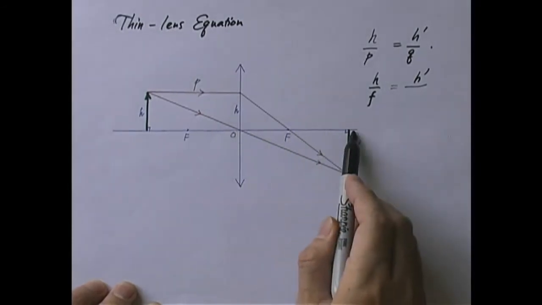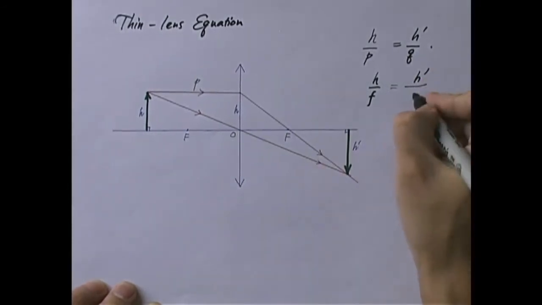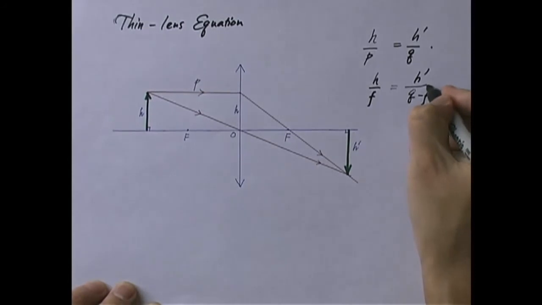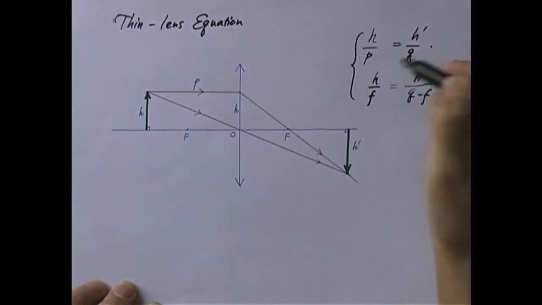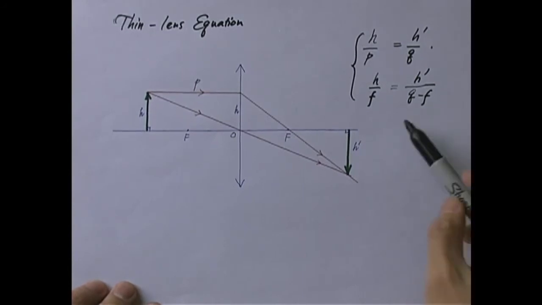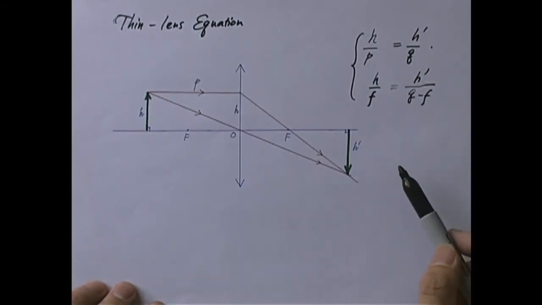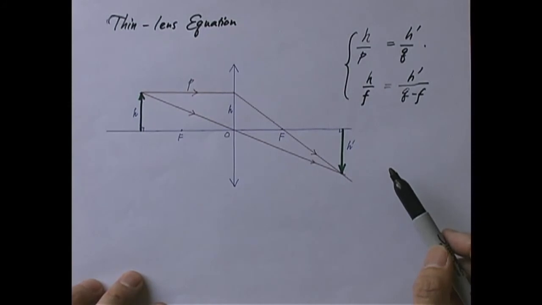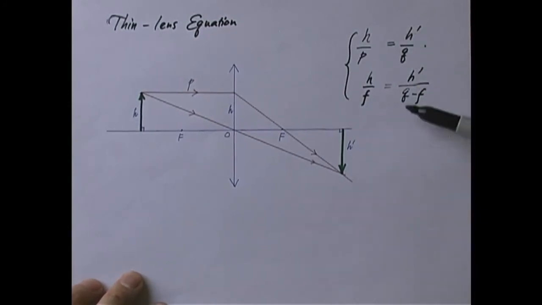Well, it's just total Q minus f, right? Q minus f. Okay, so now I have two equations. What I'm going to do is combine them. How do I combine them? All I have to do really is take this equation divided by that equation.